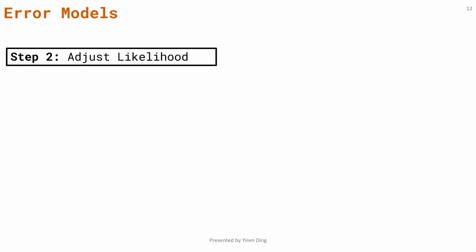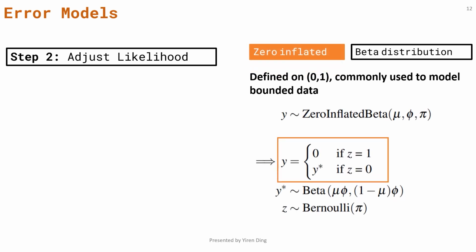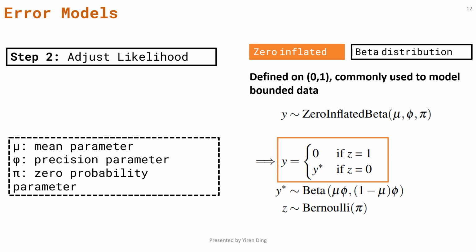In this step, we will use the beta distribution to replace the normal distribution in our model. The nature of the beta distribution is that it is defined on 0 to 1, so it is commonly used to model data with boundaries. The problem when we're using the beta distribution is that it does not allow 0. But if a participant gives a perfect answer, the error will be 0. So we use the zero inflated beta distribution. This is a modified beta distribution that supports zeros. The mu is the mean parameter, the phi is a precision parameter, and the pi is a zero probability parameter.